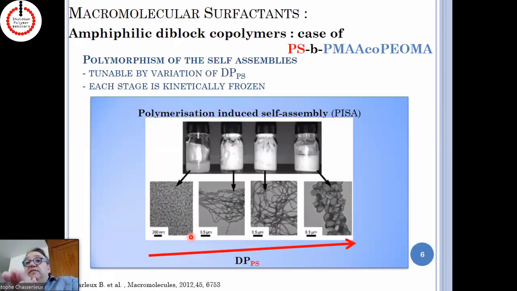Another way to achieve self-assembly of block copolymers is to use the so-called polymerization-induced self-assembly principle. And here you can see that when you consider a polymer based on polystyrene as the hydrophobic block and a copolymer based on ethylene oxide methacrylate and some polymethacrylic acid, by increasing the polymerization degree of the polystyrene block, you can turn your spherical micelles into worm-like micelles and into vesicles.